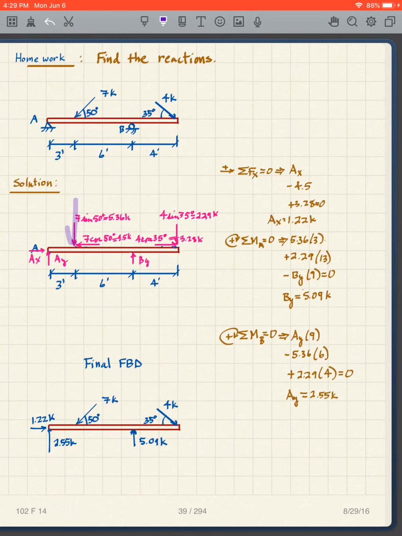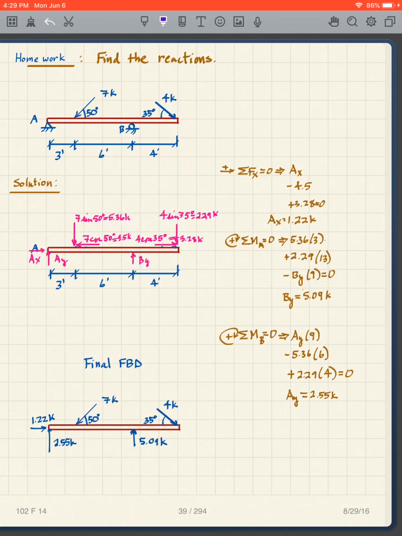So I'm going to have downward to the left, downward to the right. Both angles are with respect to the x-axis, so I can use my method. So this is 7 sine 50, this is 7 cosine 50. This is 4 sine 35, this is 4 cosine 35. And you can see the numbers here.